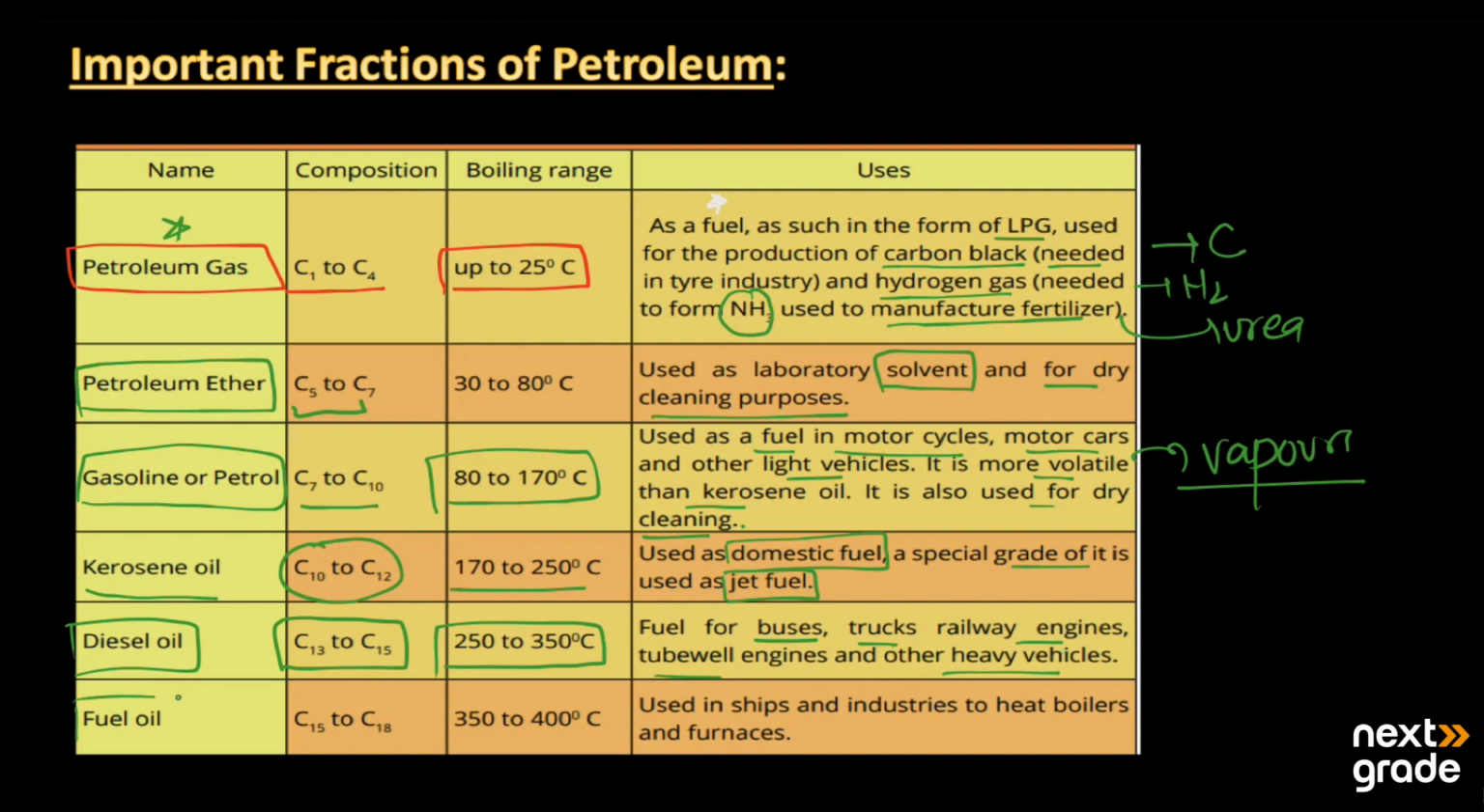The last one is the fuel oil. Its range of the carbon chain is from 15 to 18. The temperature is 350 to 400 degrees Celsius, and it is used in ships and industries and used to heat the boilers and the furnaces, or to increase the temperature, or as an energy source.